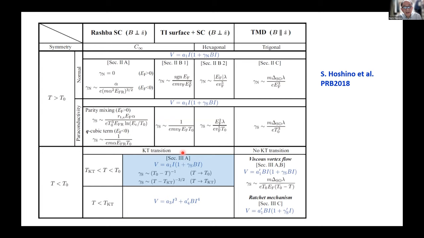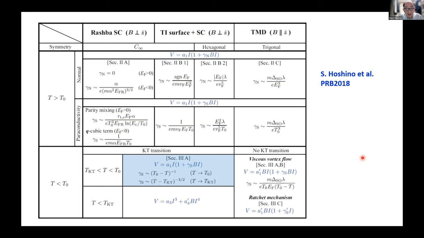into the system. So then this KT transition survives, and above T_KT, you have a typical vortex unbinding, right? In this temperature regime, T0 is the mean field transition temperature where the amplitude of the order parameter develops, right? And here we have some prediction for the behavior of the gamma S towards the KT transition temperature.